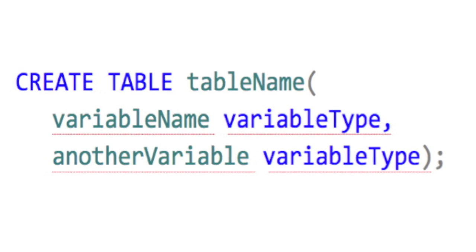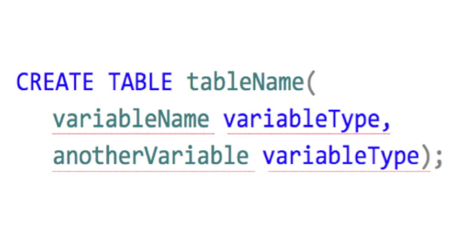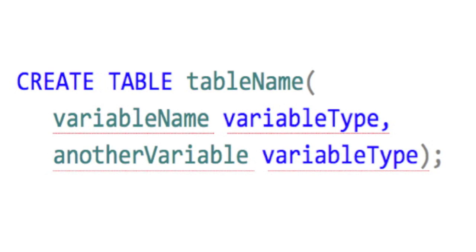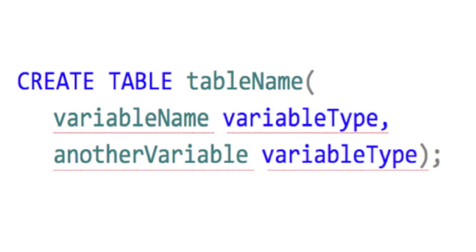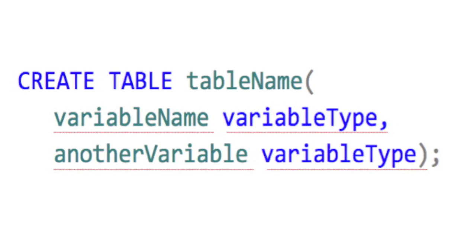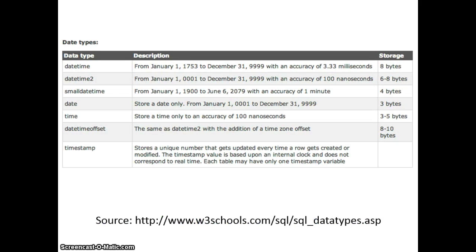When we're naming our table, we want to make sure the table name reflects the table's content and function, and we don't want to use spaces. There are several variable types we can use, and I'll be going over a few today. As for date types, I'll go over datetime, date, and time.